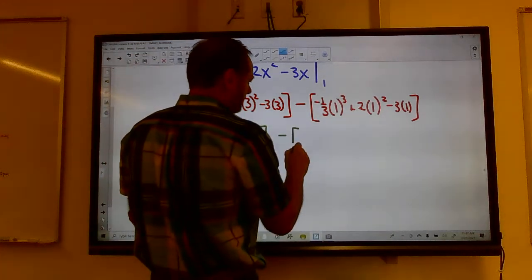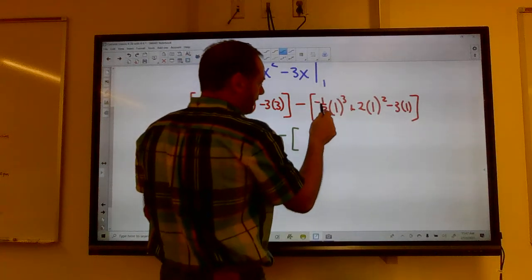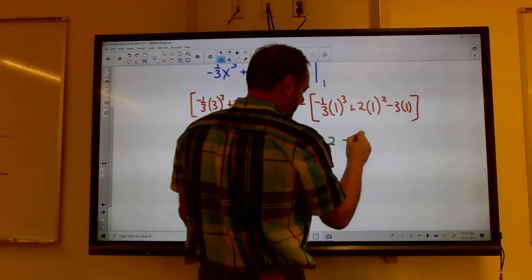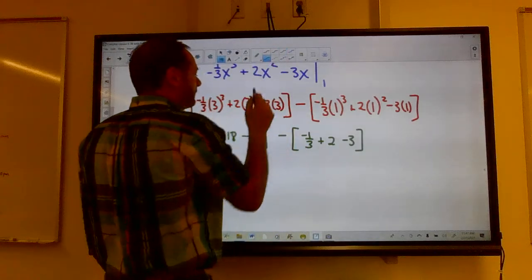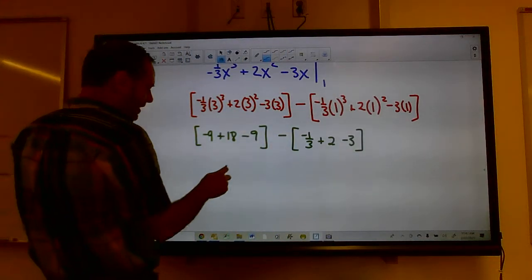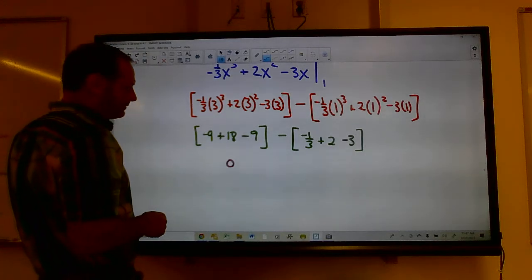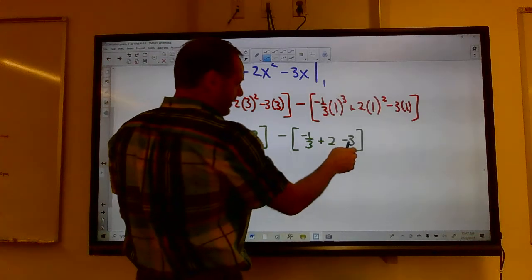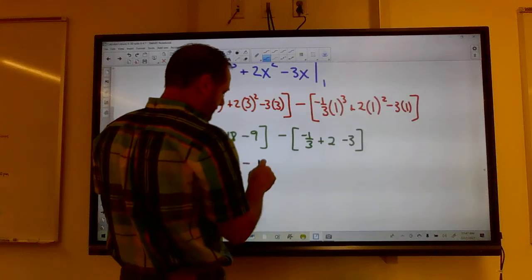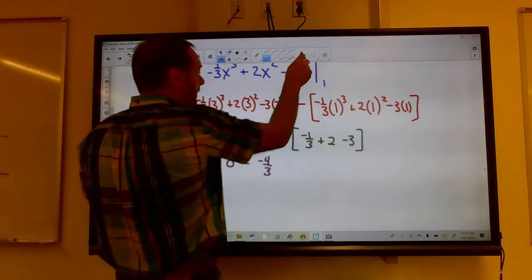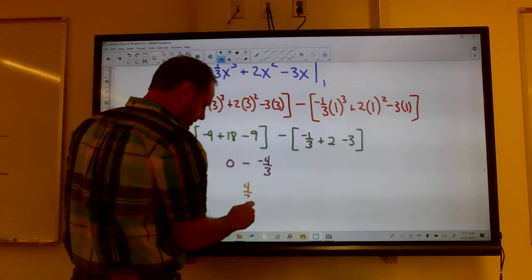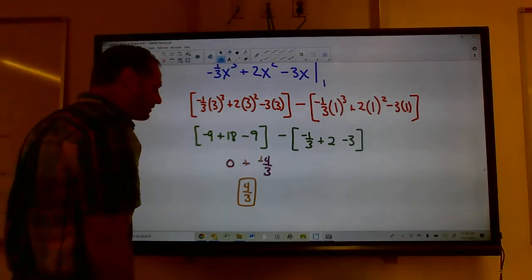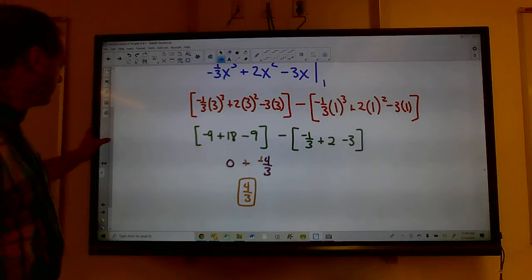Minus. Okay, this is going to be 1 times negative 1/3. It's going to be negative 1/3 plus 2 minus 3. This is going to be 0, minus. Okay, so I'm going to have negative 1, negative 4/3. And so that's going to come out to be positive 4/3. So there's my area under that curve.